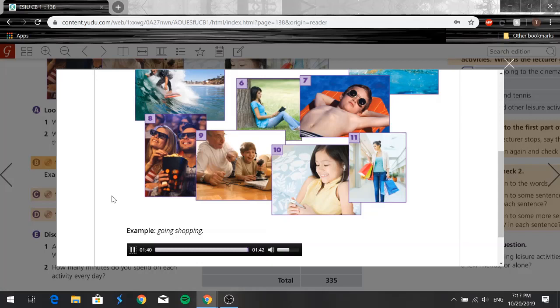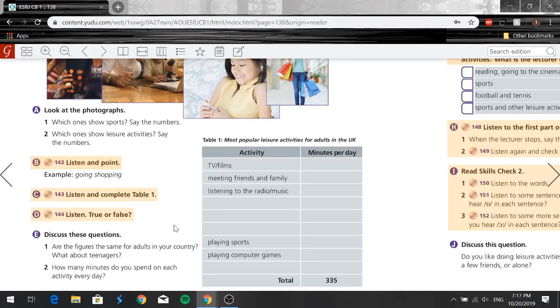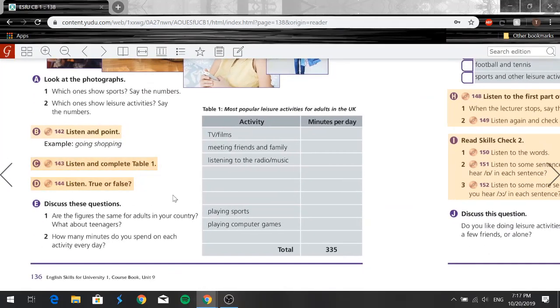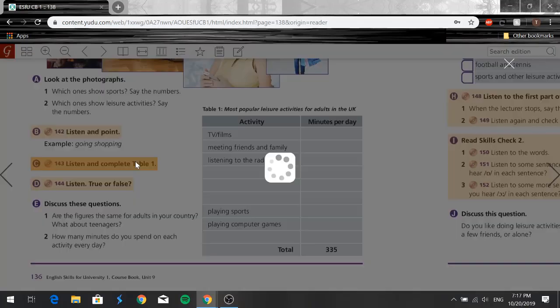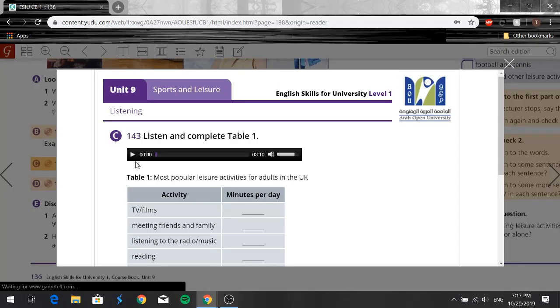Alright, so all of these were sentences and phrases showing us the different leisure and sports activities in the pictures above. Okay, so now let's move on to exercise C. Listen and complete table 1, right? So it seems that we have a sort of comprehension here, right? So we're going to be listening, right?